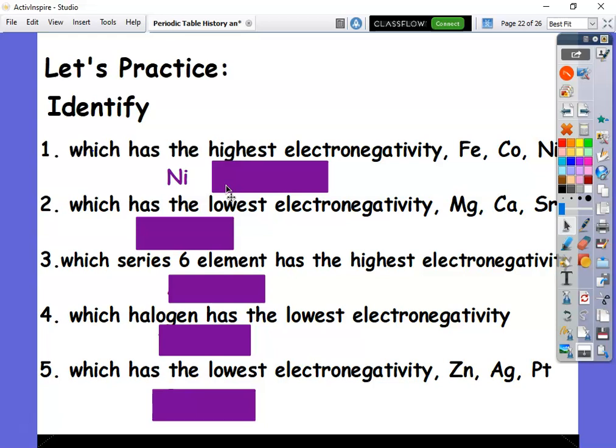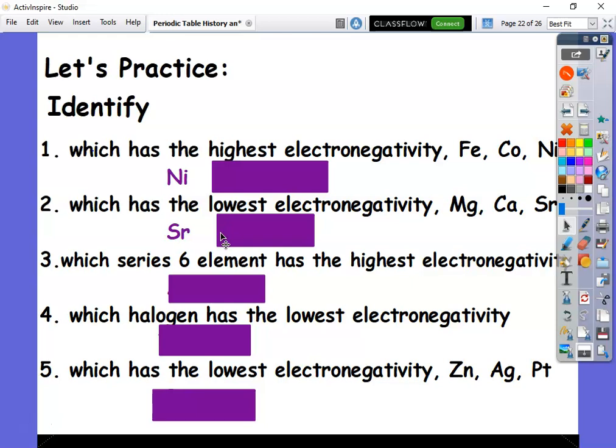Which has the lowest electronegativity, which is least of these three, least likely to attract a new electron into itself? Magnesium, calcium, and strontium are in the same column. Therefore, we're looking at how many energy levels these atoms have, and strontium has more energy levels than the other two. So attracting new electrons into a strontium atom is not going to happen as easily. The strontium nucleus is just farther away from its electrons because of all of those energy levels, so it has the lowest electronegativity.